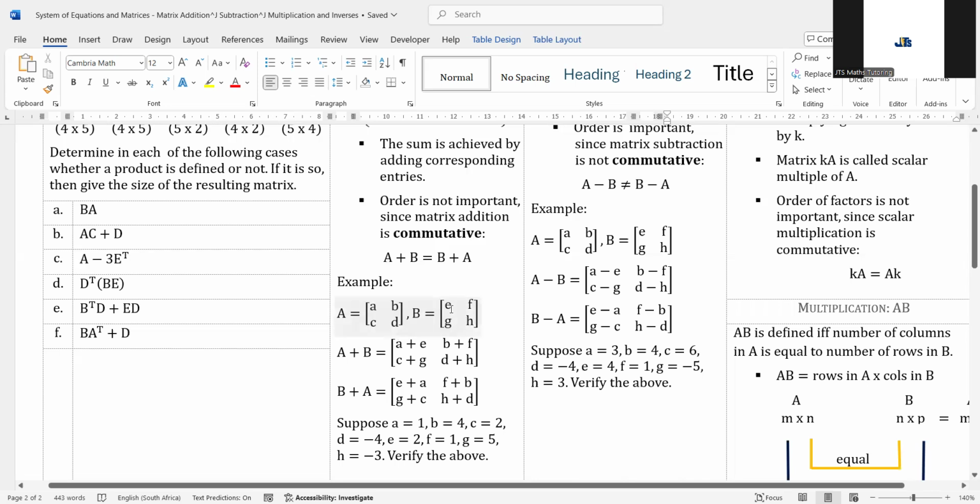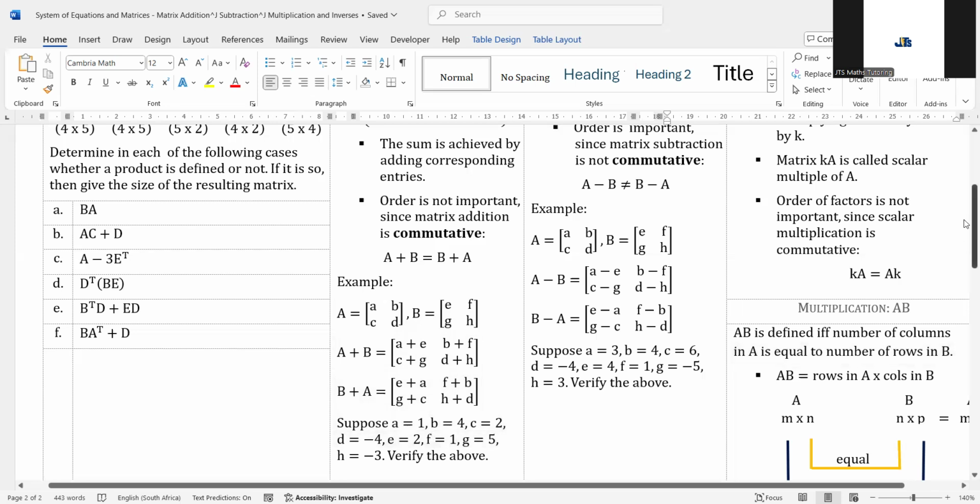So a plus e, b plus f, c plus g, d plus h, that is going to give us A plus B. B plus A is going to be e plus a, f plus b, g plus c, h plus d. You can tell that these two matrices are actually going to be equal. It's actually the same matrix at the end of the day. So to verify this, I've given you this information here.